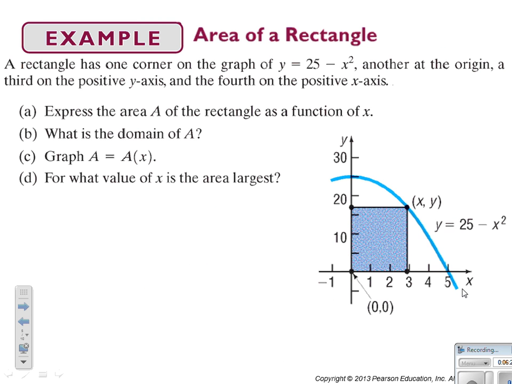All right, so next problem. Area of a rectangle. A rectangle has one corner on the graph of y equals 25 minus x squared, another at the origin, a third at the positive y-axis, and a fourth on the positive x-axis.